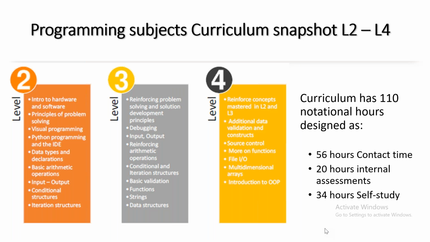What do we mean by the 56 hours of contact, and what do we mean by the 34 hours of self-study? Self-study here in this case doesn't mean that they need to go home and continue. They don't have Raspberry Pis at home. They don't have Arduino boards at home. So what is this self-study? What does it actually entail?